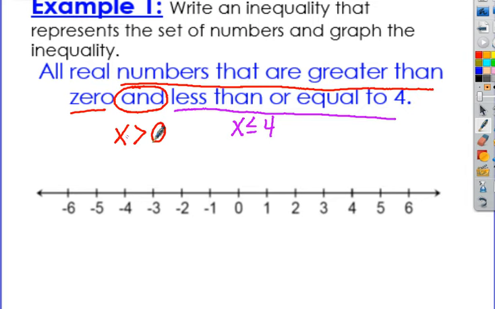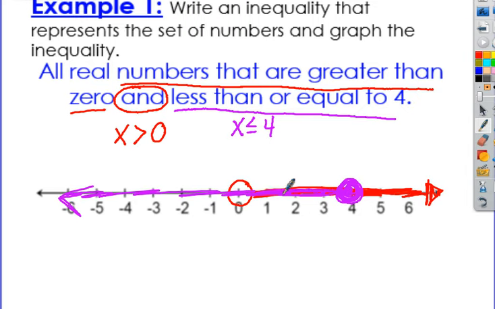So let's graph it. If I was going to graph the first part, x is greater than 0, it would be an open circle at 0, and I would shade to the right. That's what we've been doing. That's not new. Okay. Then I have x is less than or equal to 4. If I did that, then it would be a closed circle here, and it would be going this way.